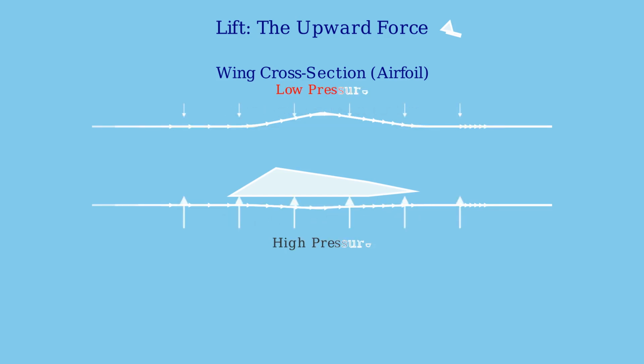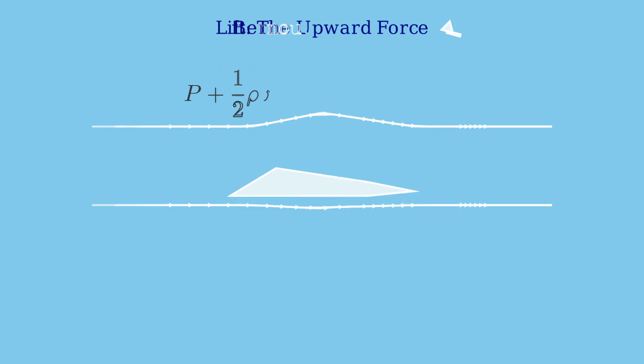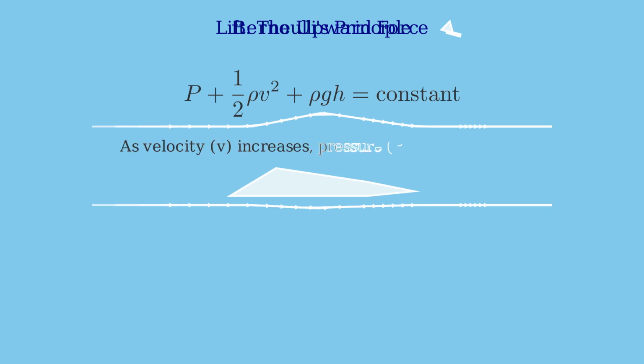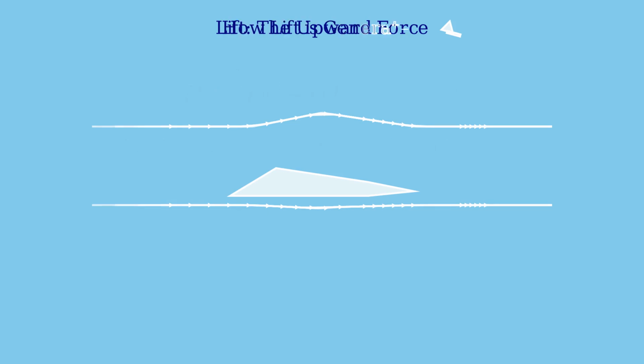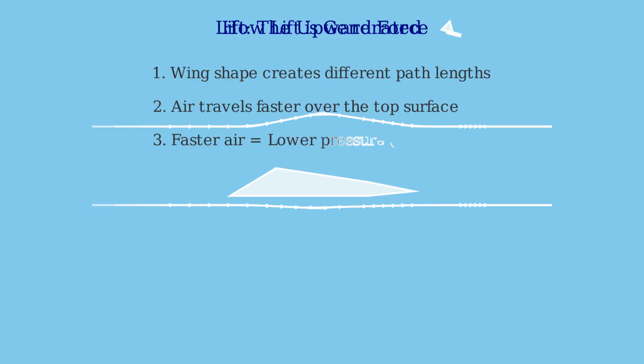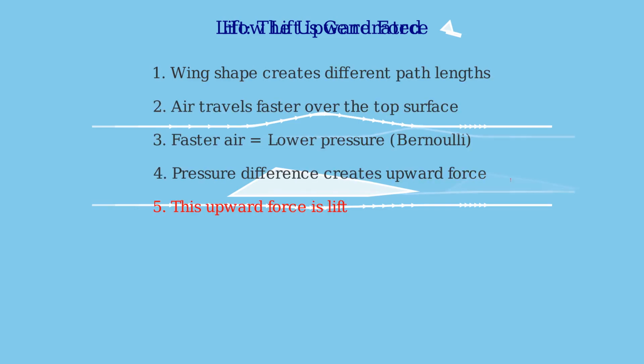According to Bernoulli's principle, as the speed of a fluid increases, its pressure decreases. This creates lower pressure above the wing than below it. This pressure difference is explained by Bernoulli's principle, which states that as the speed of a fluid increases, its pressure decreases to maintain constant total energy. To summarize, lift is generated by the pressure difference between the upper and lower surfaces of the wing. The wing's shape creates faster airflow over the top, resulting in lower pressure above and an upward force called lift.